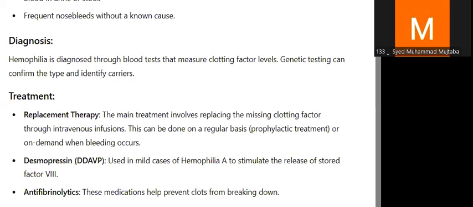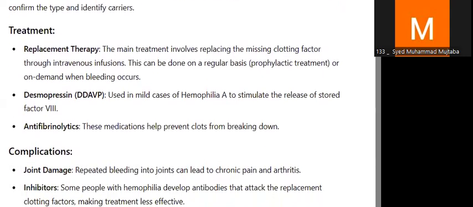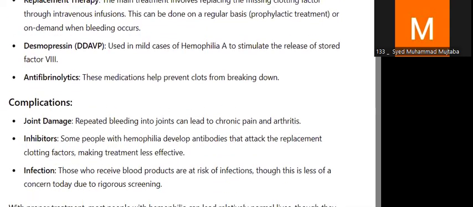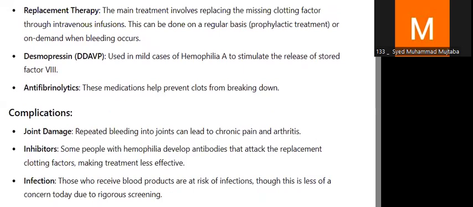And often in these patients, they also develop microcytic hypochromic anemia because of the deficiency of hemoglobin. Now, I've already talked about the complications, which are joint damage and infection.